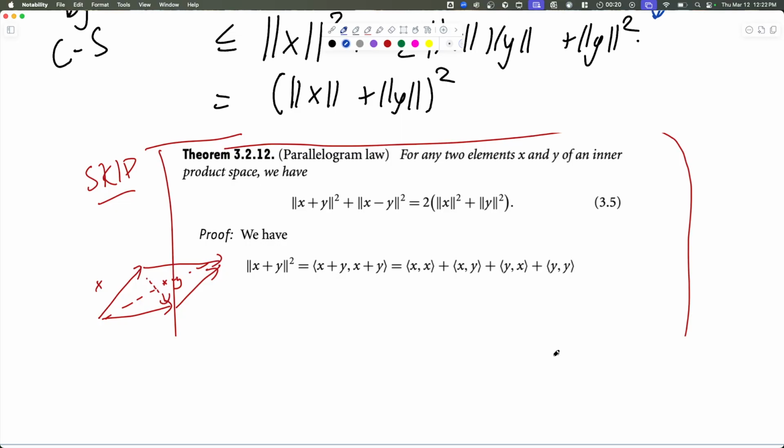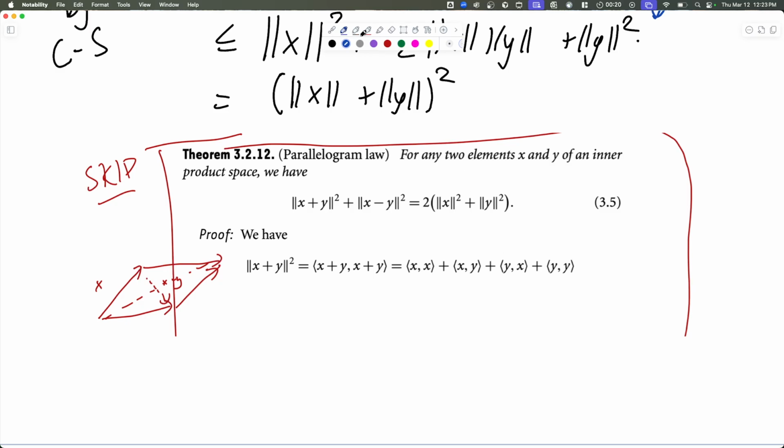But the textbook doesn't do that, so we're going to skip the parallelogram law. If you want to draw a little picture, it's called the parallelogram law because you can think of x and y as two sides of a parallelogram. And this is something about the two diagonals of the parallelogram compared to the four sides. But we don't really need it, so let's just leave it at that.